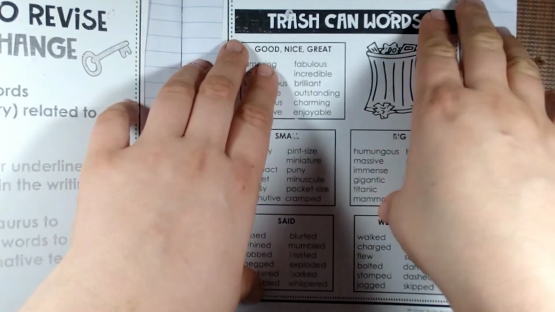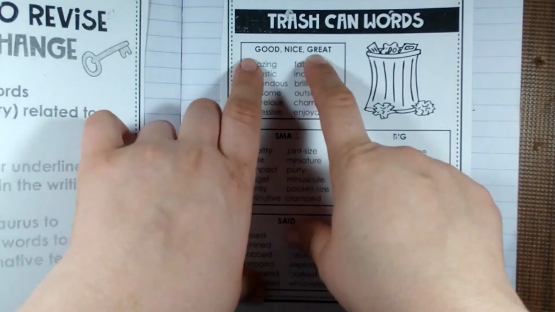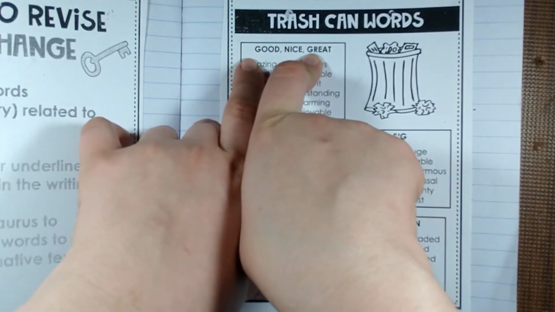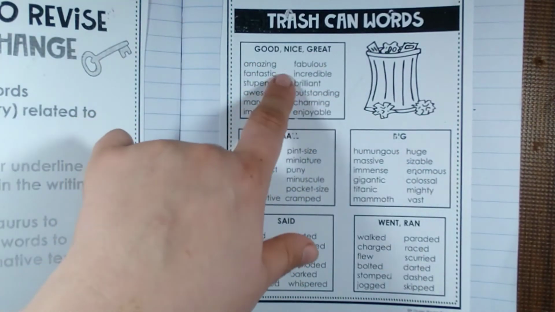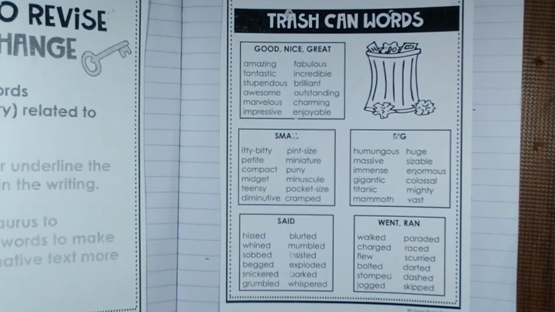So these are trash can words. The trash can words are in bold. These are words that we can throw away that we do not want to use anymore in 5th grade. And here are some words that you can use instead. So instead of writing good, nice, great, we can say amazing, fantastic, stupendous, awesome, marvelous, impressive, fabulous, incredible, brilliant, outstanding, charming, enjoyable. Such better words there.